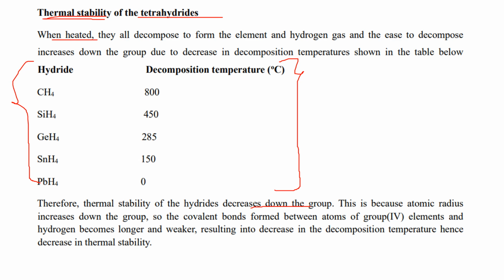And the reason for that is because atomic radius is increasing. Once atomic radius is increasing, that means that covalent bonds between the atoms are becoming longer. And the longer the bond length, the weaker they become, resulting in a decrease in the decomposition temperature, hence a progressive decrease in the thermostability correspondingly.